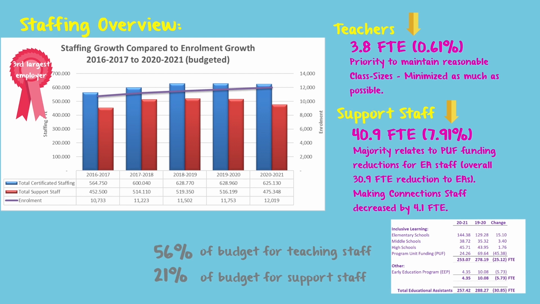As shown in the chart, of the 30.9 FTE reduction in educational assistance, there was a 45 FTE reduction with EA specifically in the kindergarten PUP program, and a 6 FTE reduction in the early education programs. There was additional EA staffing added in the elementary group through inclusive learning to support in these areas.